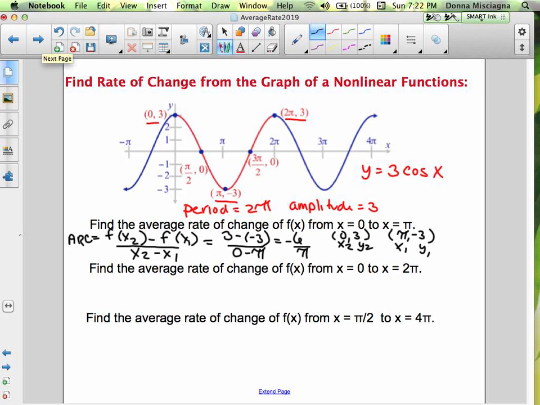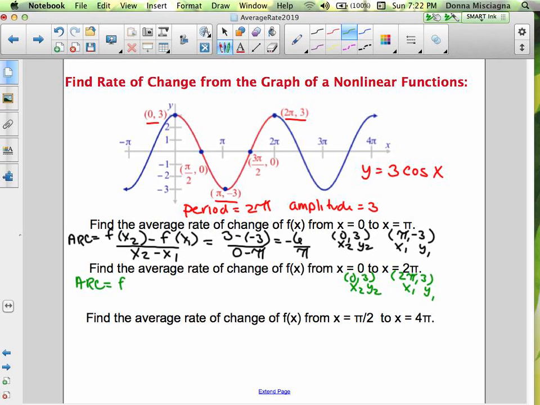And if you wanted that to not have pi, well, then you can divide negative 6 by pi and you'd get a decimal approximation. But the exact answer would be negative 6 divided by pi. All right, so now let's find average rate of change between x equals 0, which we know is (0, 3), and x equals 2 pi, which is (2 pi, 3). And we'll keep you x2, y2, and you be x1, y1.